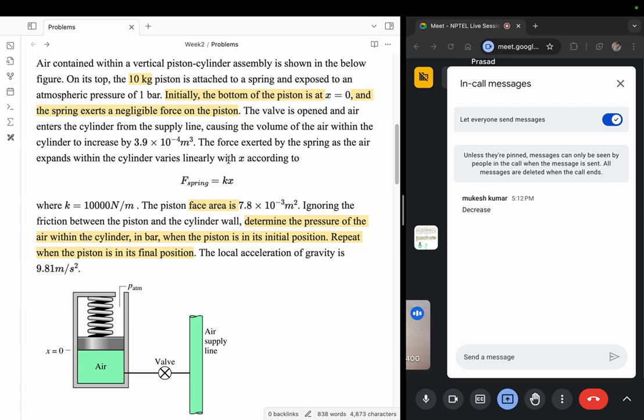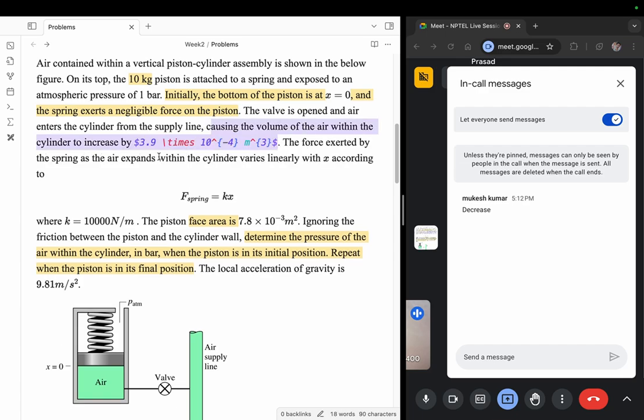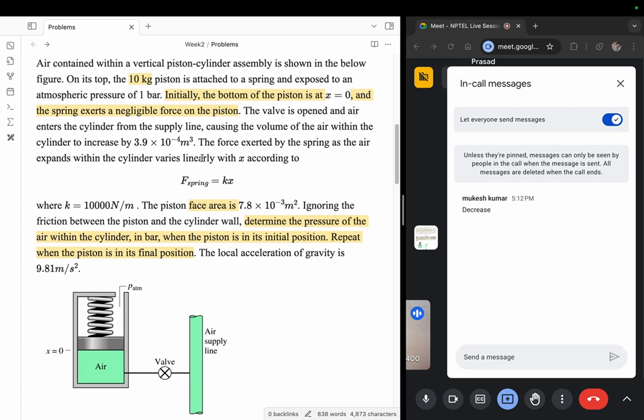So how do I calculate the displacement of the piston? I can calculate the displacement from volume and area. Here it is already given that the volume is expanded, causing the volume of air to increase by so and so value. So I know what delta V is. If I know delta V, how can I calculate displacement from there?